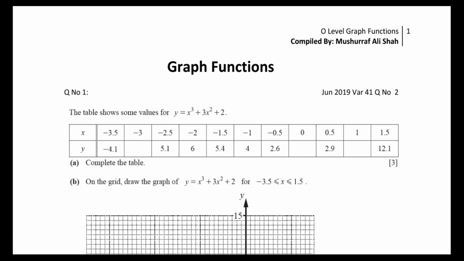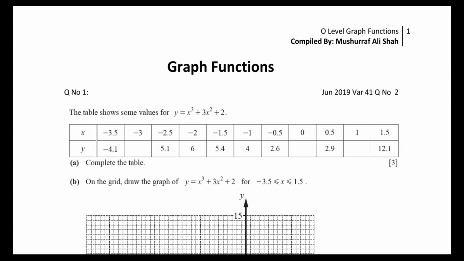Bismillah ar-Rahman ar-Rahim. This is a topic of graph functions, O levels, and the paper is June 1941 variant, question number 2. I'm going to discuss now. First of all, we have to fill the table. And what is the common mistake? We have seen students do the 3-mark top question.